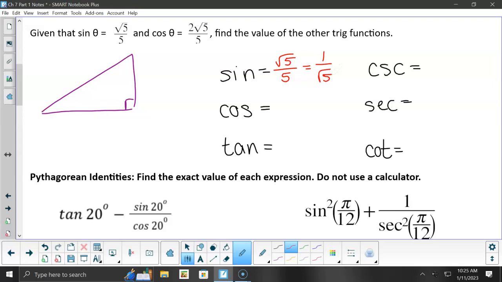The reason I do that is because if I flip this, do I have to rationalize it again? No. If you unrationalize it and then you flip it, you're good. Because I'm lazy.